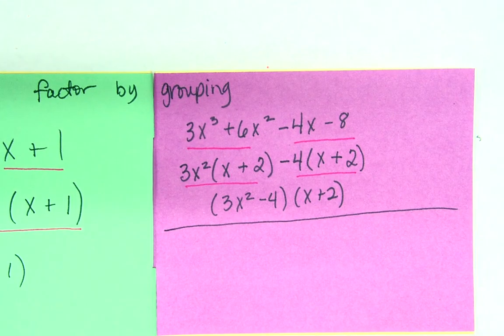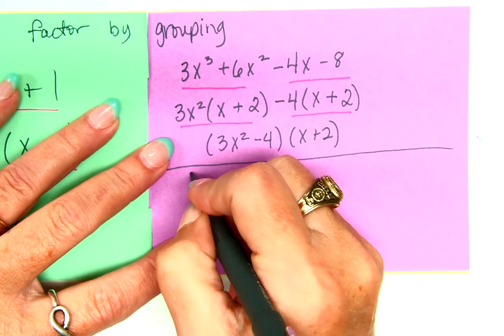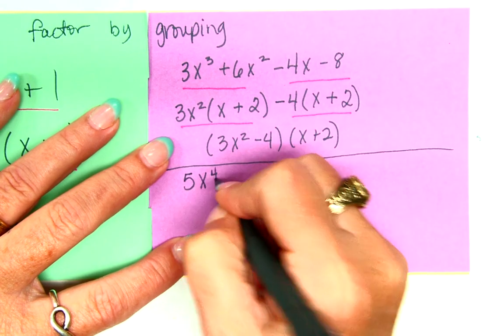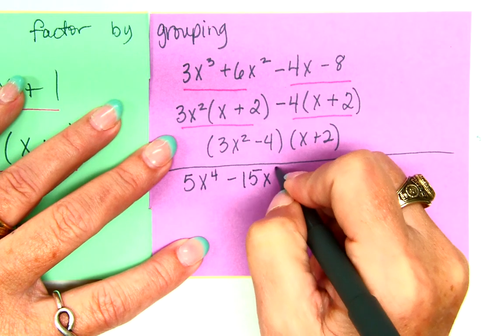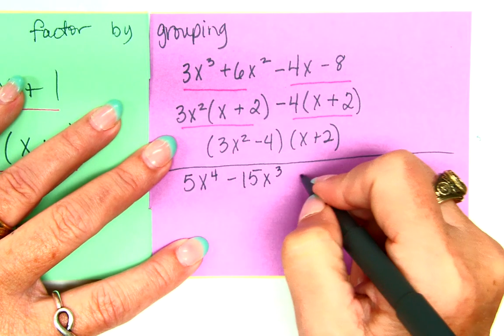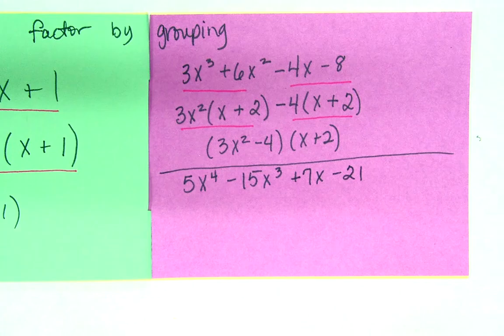I'm going to talk less this time. Okay? 5x to the 4th minus 15x to the 3rd plus 7x minus 21.